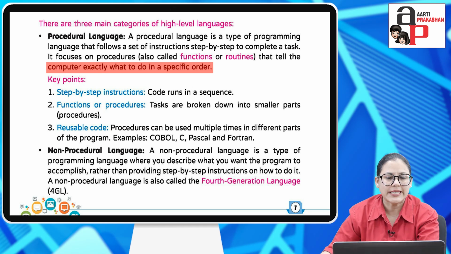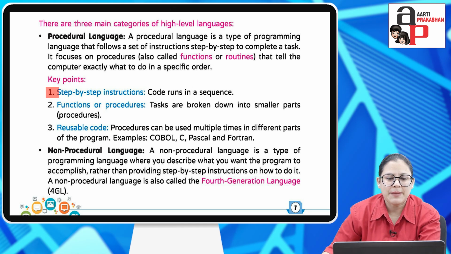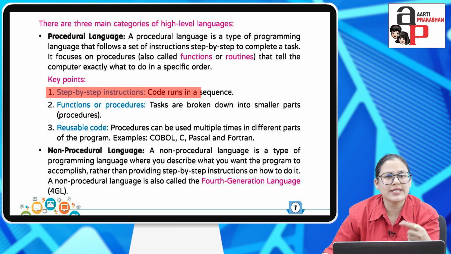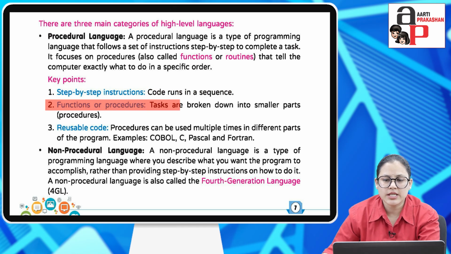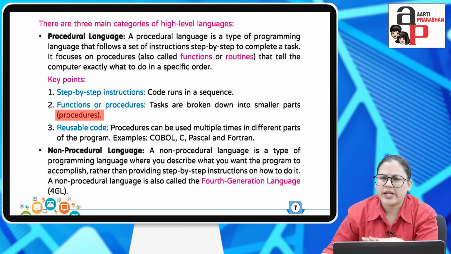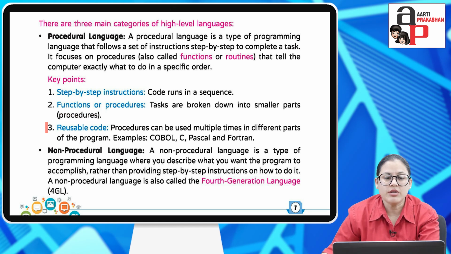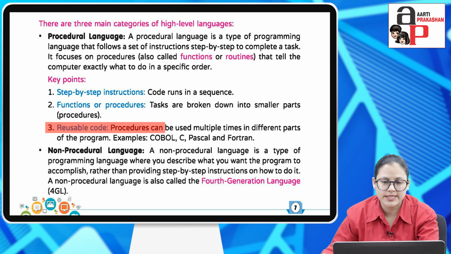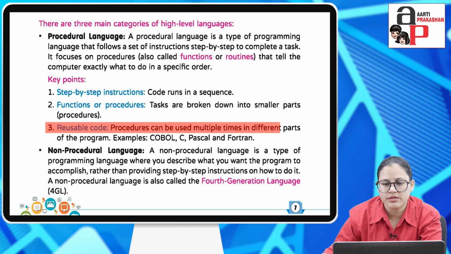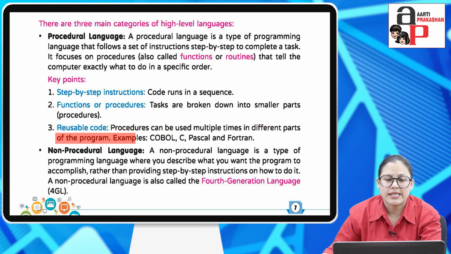Key points. Number one, step-by-step instructions. Code runs in a sequence, right? Number two, functions and procedures. Tasks are broken down into smaller parts or procedures. So whatever tasks are there, first they are broken down into smaller parts. Number three, reusable code. Procedures can be used multiple times in different parts of the program. Examples: COBOL, C, Pascal, and Fortran.